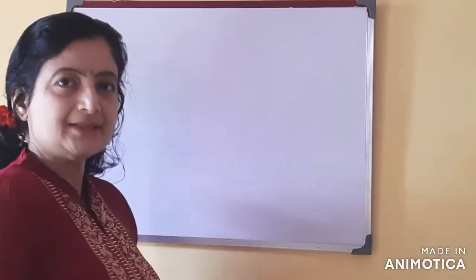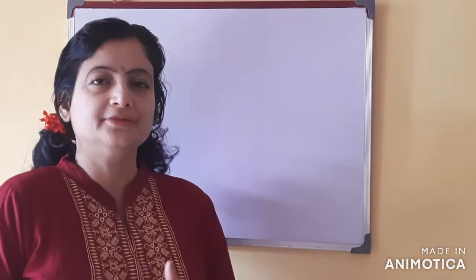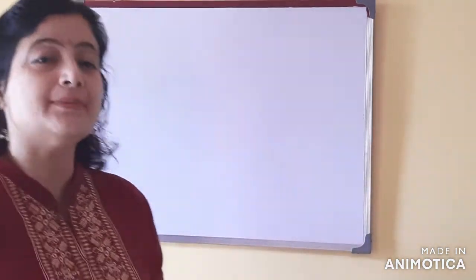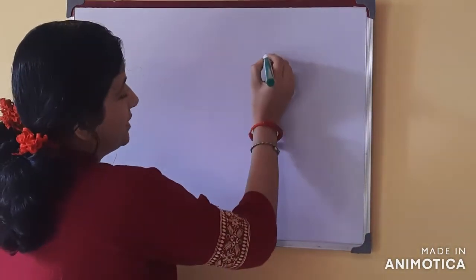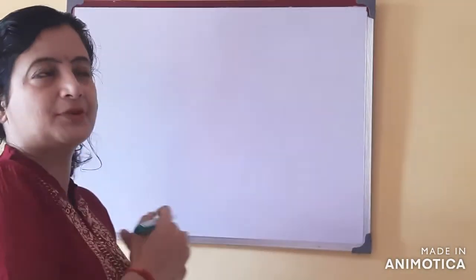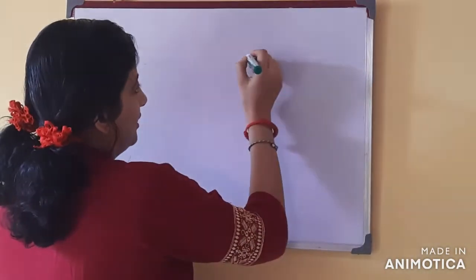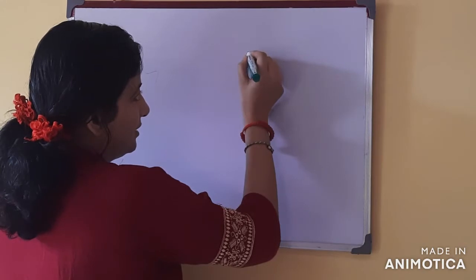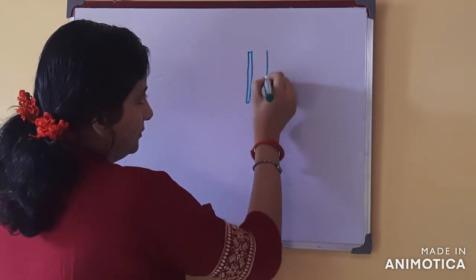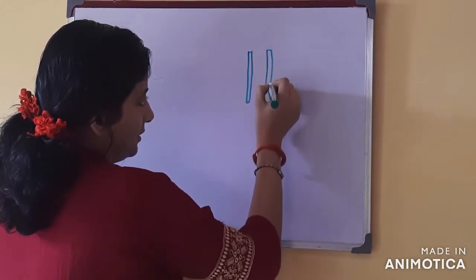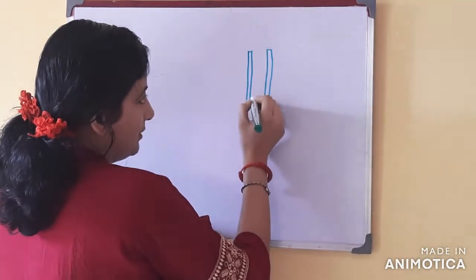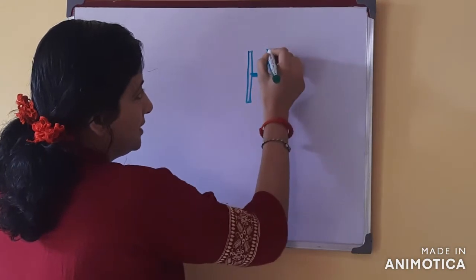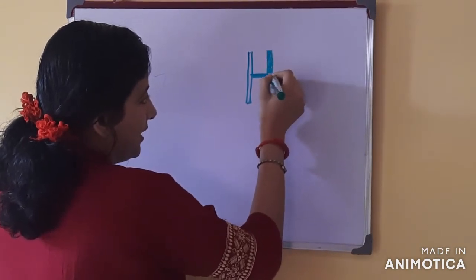Now we will discuss the order of the rotational symmetry. What is the order of the rotational symmetry? What do we mean by it? Suppose here I am taking one figure, suppose the letter H. Drawing this a little bit different way. This is the H. This is our letter H.